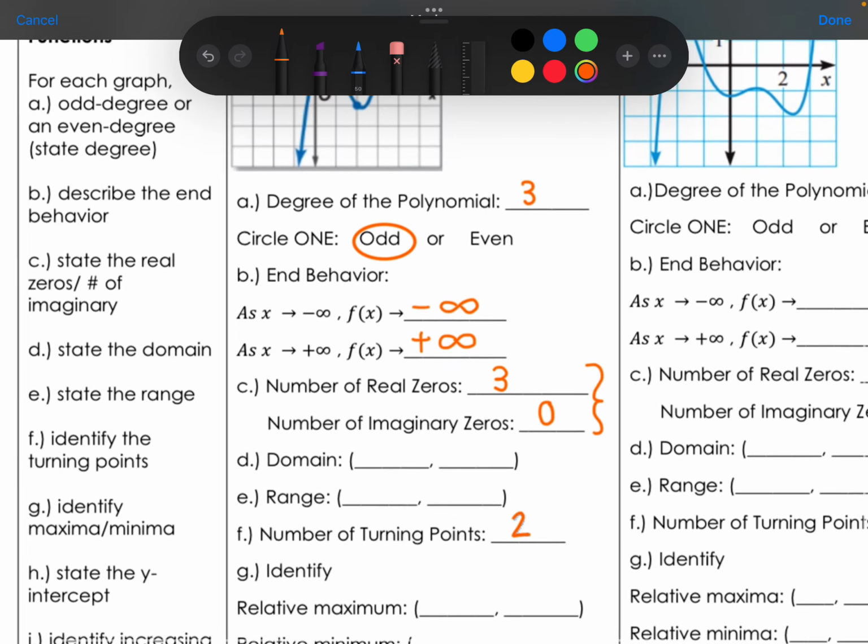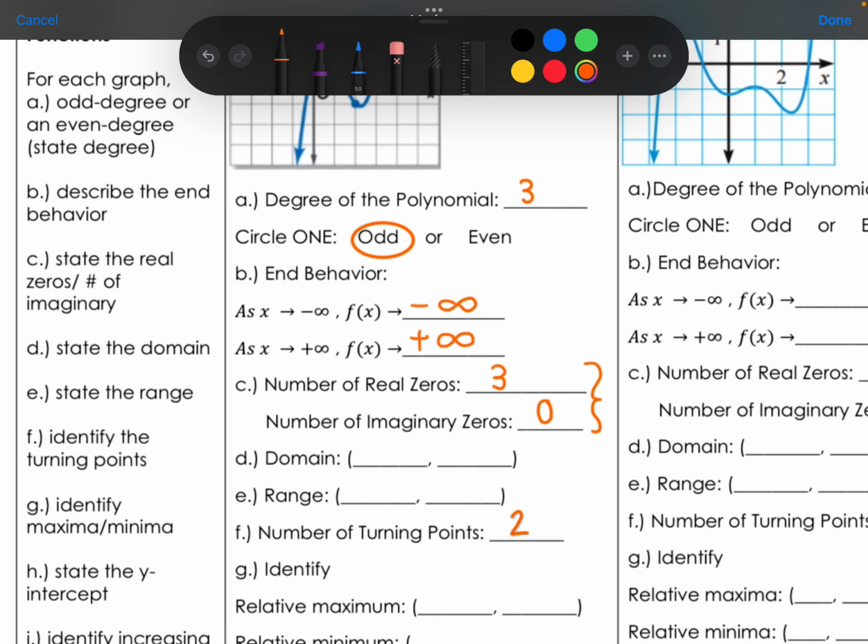The domain for any polynomial is always negative infinity to positive infinity. But the range for any odd degree polynomial is also negative infinity to positive infinity. Even will have some kind of constraint on the range. Domain will be all real numbers. Range will be constrained by the fact that it's going to have a minimum or a maximum.